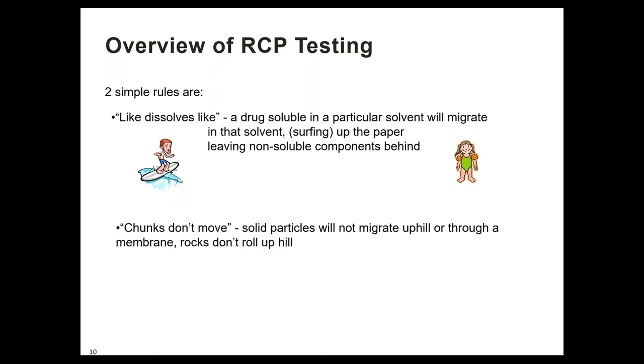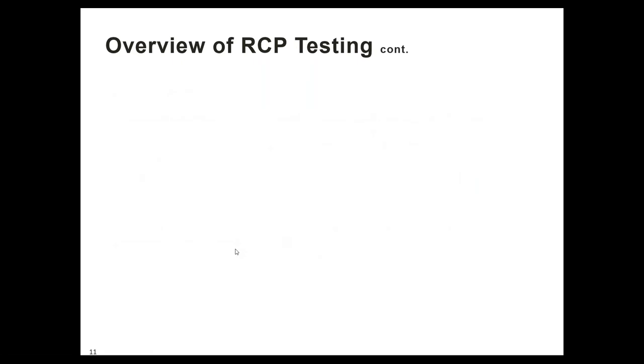The second rule of thumb is equally simple. Chunks don't move. Solid particles will not migrate uphill or through a membrane. Rocks don't roll uphill. So there's Tc-MAA. It'll always stay where you put it. The impurity will move. Tc-sulfur colloid will always stay where you put it. It's a particulate. Hydrolyzed reduced technetium is an impurity that will mimic a particulate, and it'll stay where you put it. Other things will move. So that's a rock. So we can use these two simple rules to explain what's going on in the chromatography process.